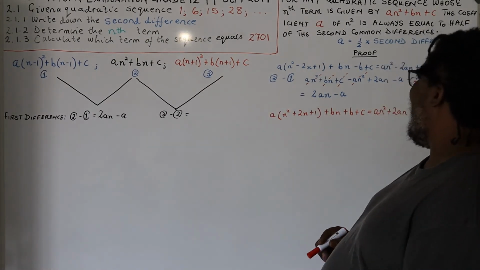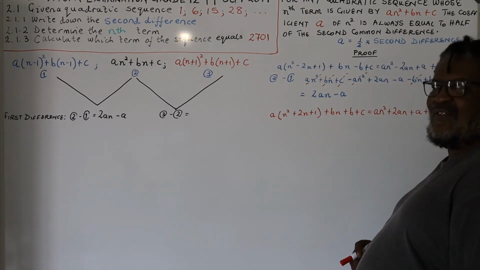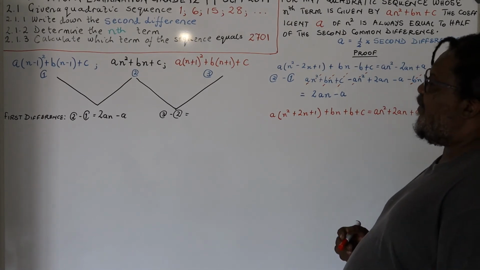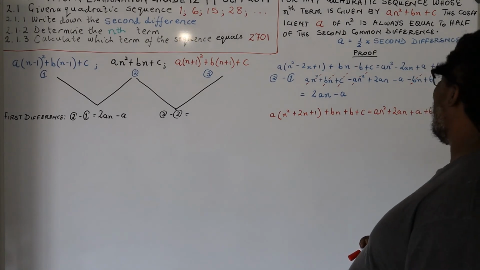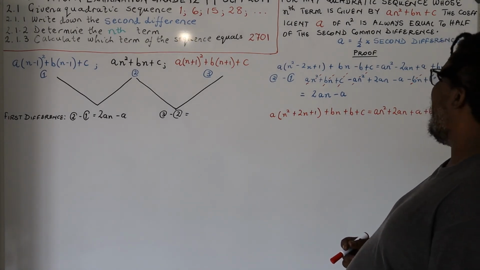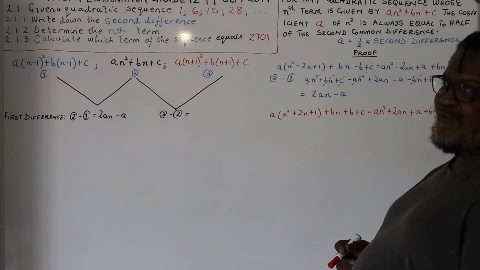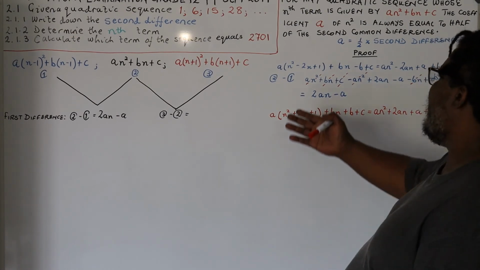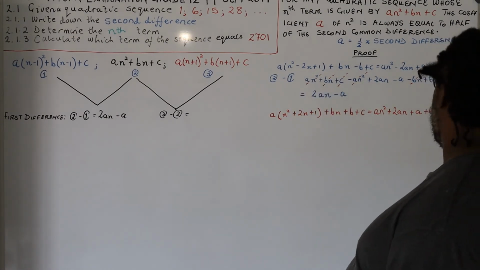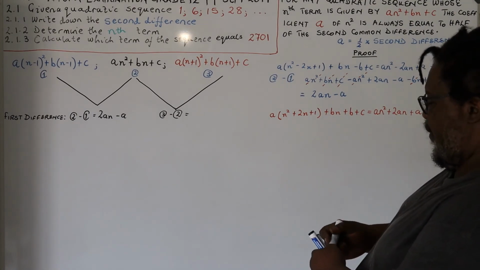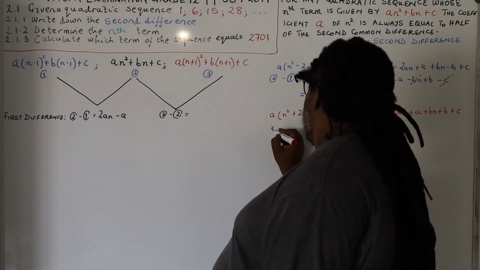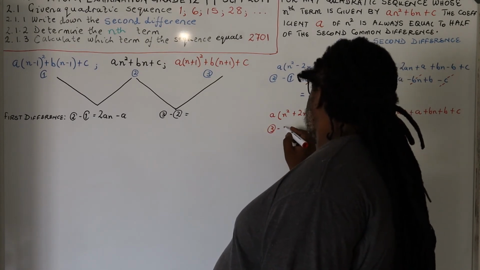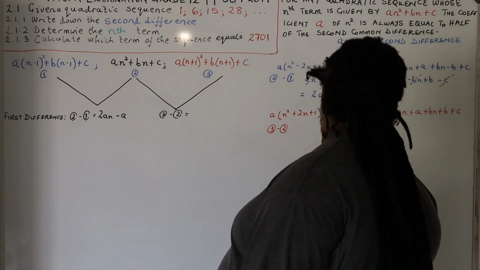Very simple and straightforward, and that is a trick that you can use in the examination in order to save time. You don't have to write two brackets and then expand them term by term and then add, running the risk of making a mistake. So if you do it this way, it will save you time in the examination.